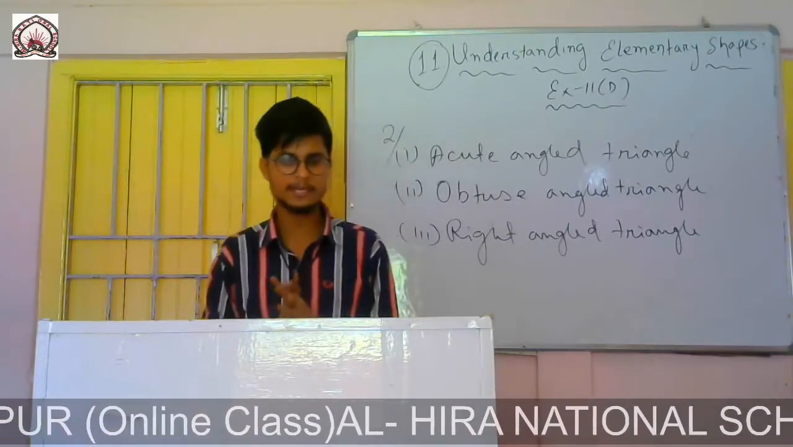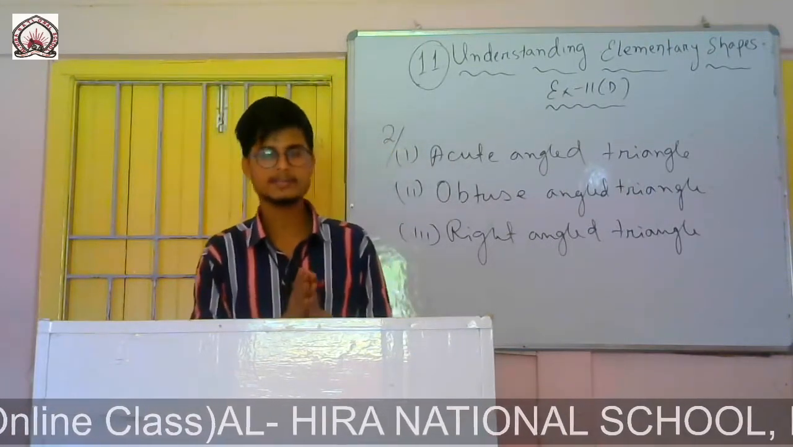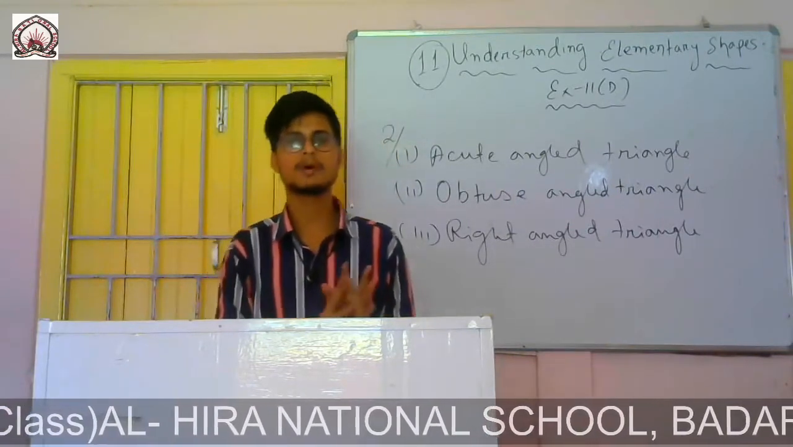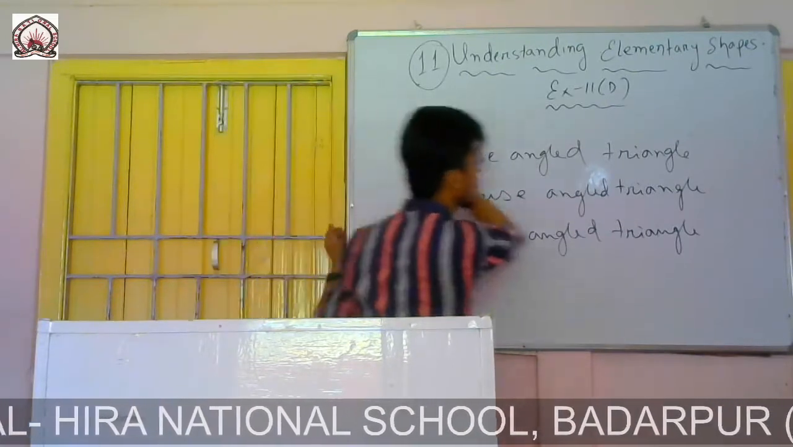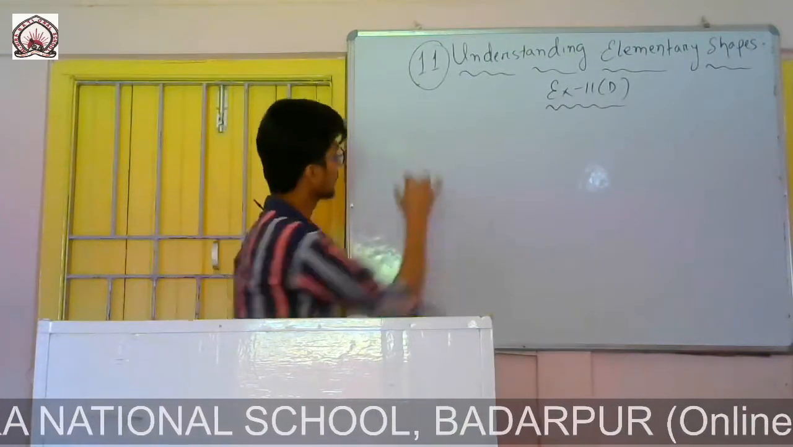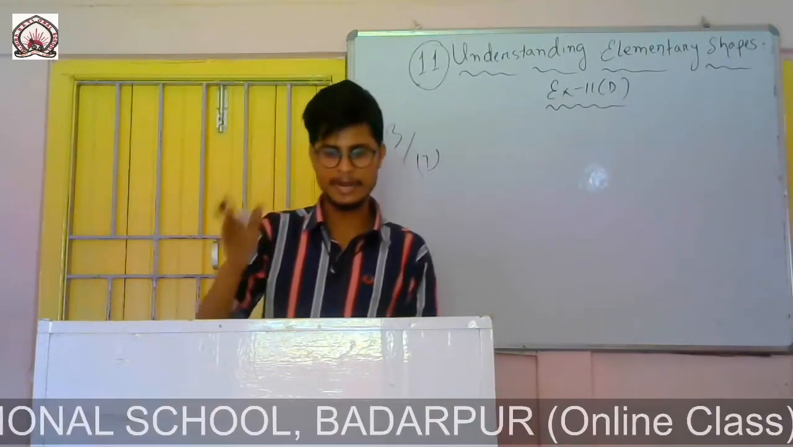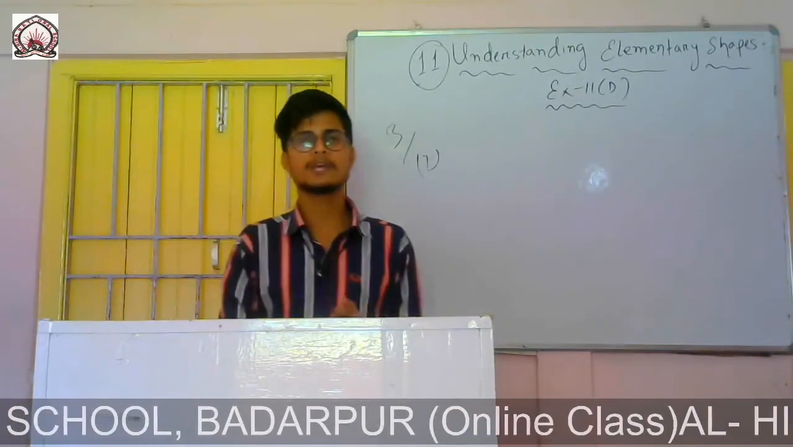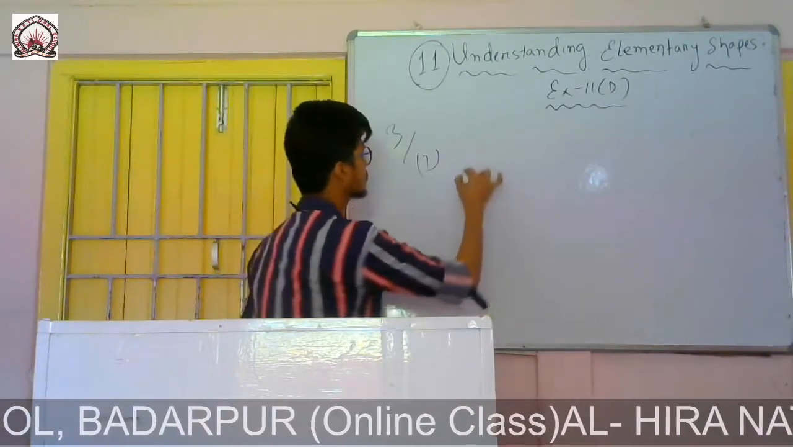Question number 3: classify the triangles on the basis of the measure of their sides. By seeing the sides, you have to say which triangle is scalene, which one is isosceles, and which one is equilateral. Roman number 1: the sides are given as 6 centimeter, 8 centimeter, and 10 centimeter. That means the three sides are unequal, and if three sides are unequal, then we say such a type of triangle is a scalene triangle.